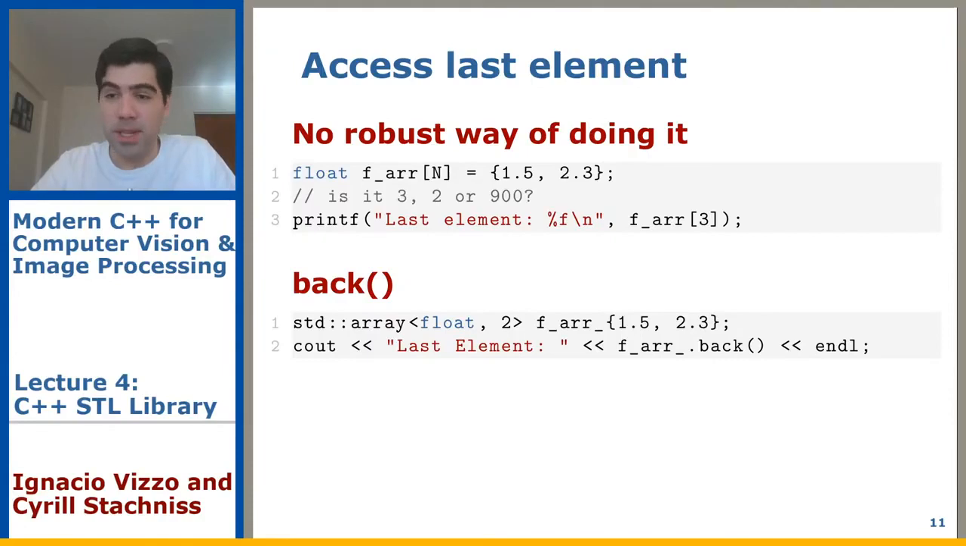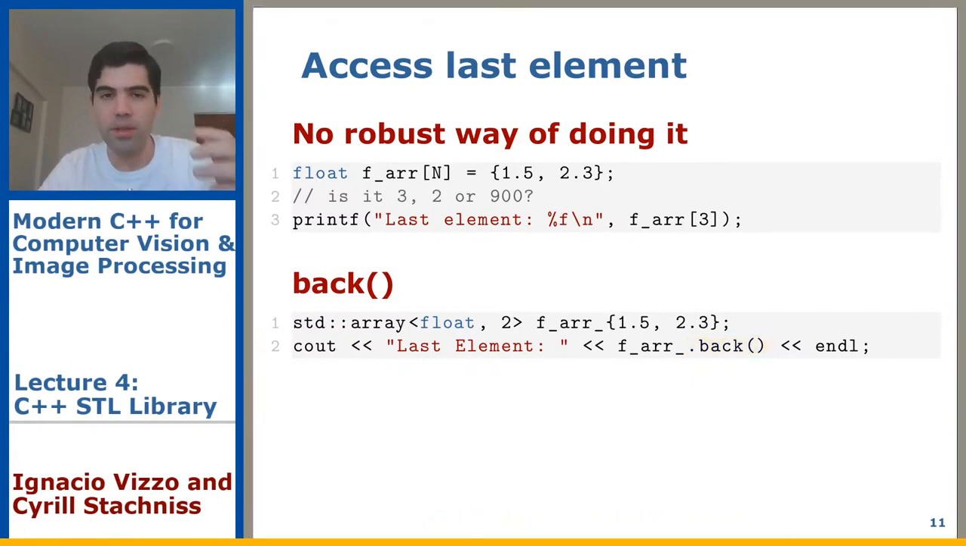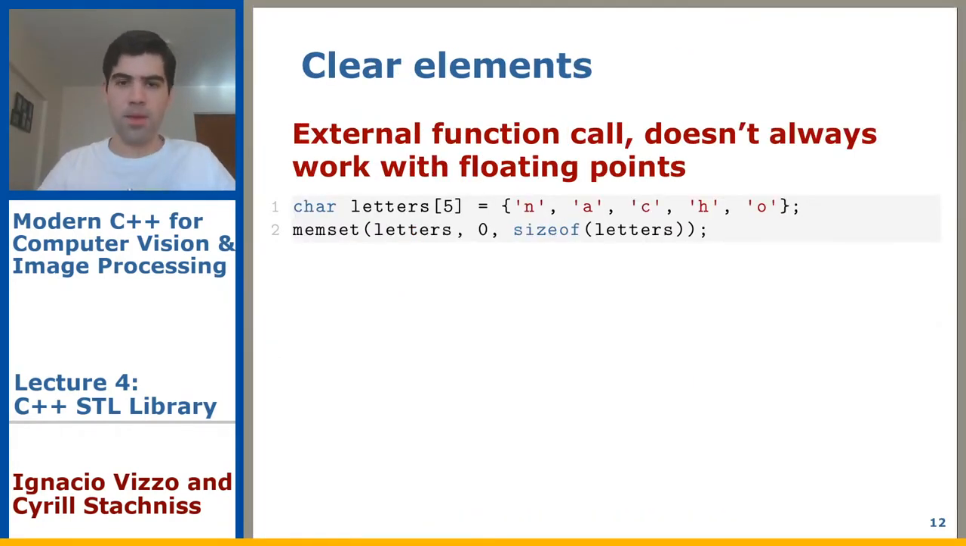In C++, we can just call the back function that will give you access to the last element of the array. So in this case, you don't really need to know how big your container is, because you just call the back function, and then it's really easy to read, and you express the intention of the program really clearly. So I want to access the last element of this container. It's perfect. Array, vector, you name it.